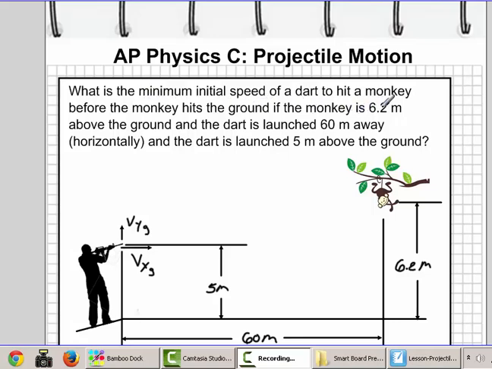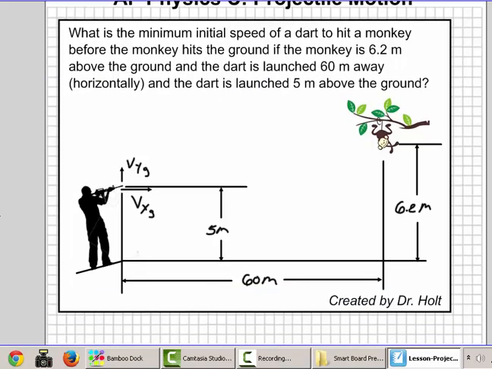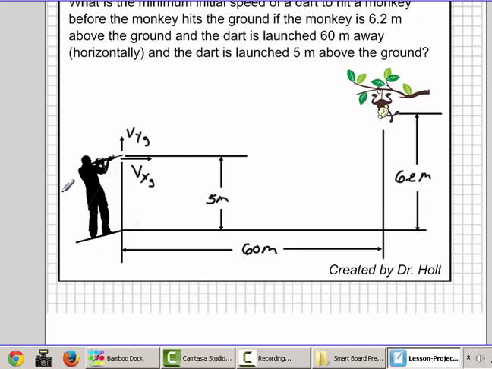If the monkey is 6.2 meters above the ground and the dart is launched 60 meters away horizontally and the dart is launched 5 meters above the ground. With a problem like this, the first thing you want to do is try to find out how long it's going to take the monkey to hit the ground. Now the monkey is going to accelerate downward at a rate of negative 9.8 meters per second squared. Its initial velocity is going to be 0 when it first drops. It's going to reach maximum velocity when it hits the ground.